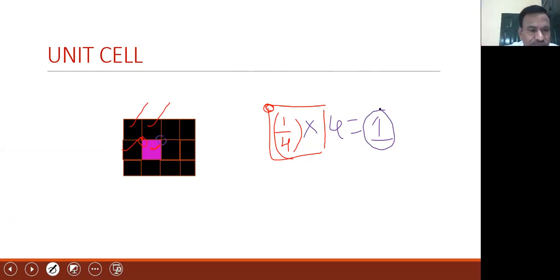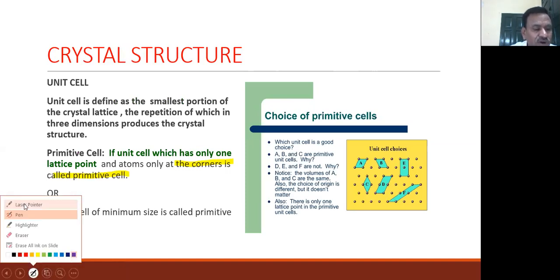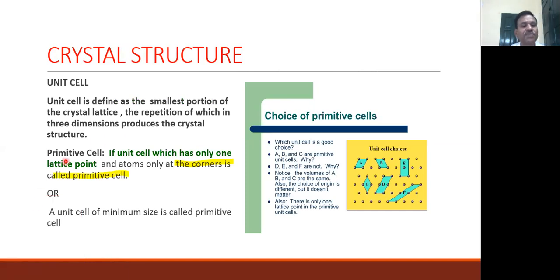I think it's clear. That is the definition. If a unit cell has only one lattice point, then it is called a what? Primitive cell. But in some of the cases I showed you, that is in E, D, F, there is more than one lattice point.